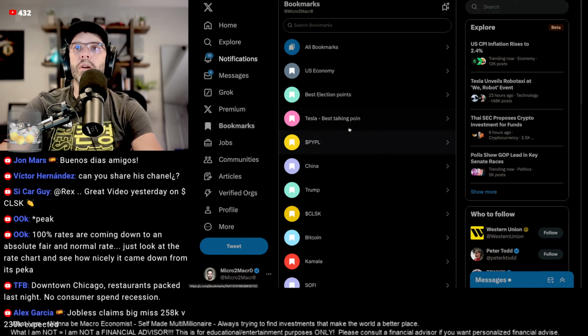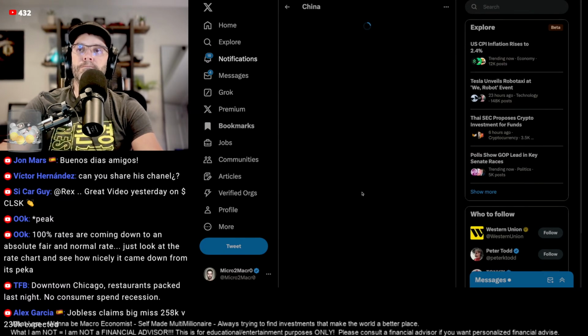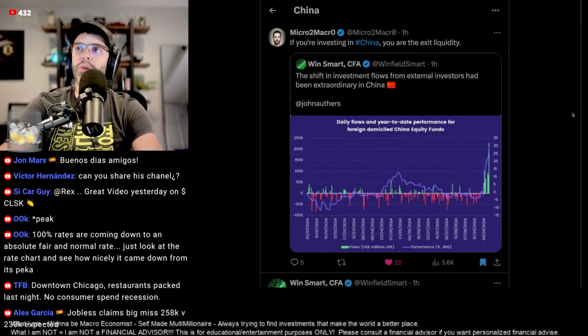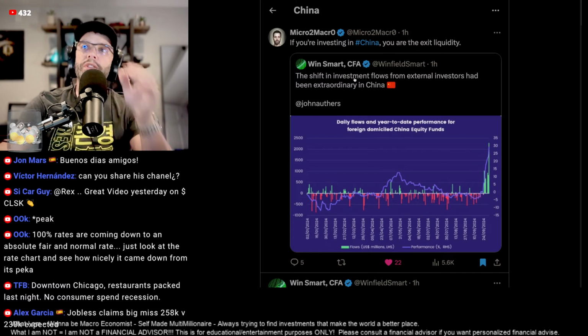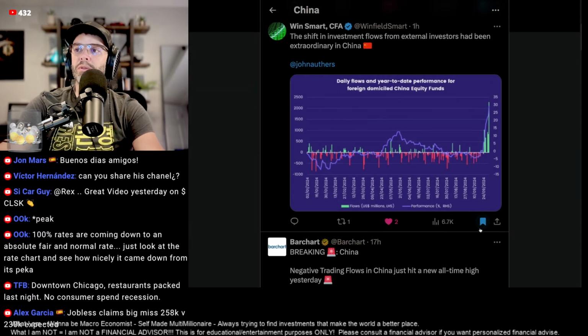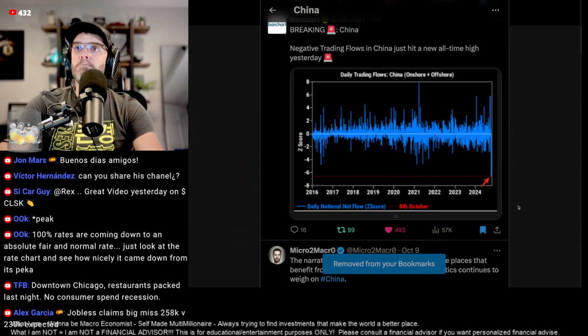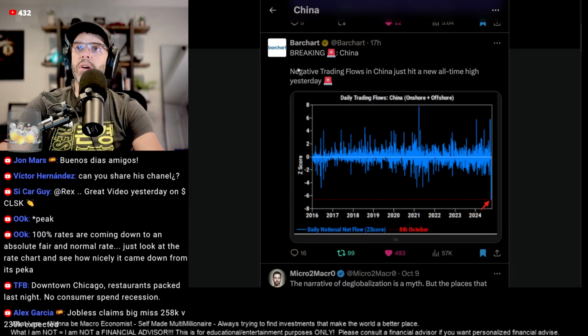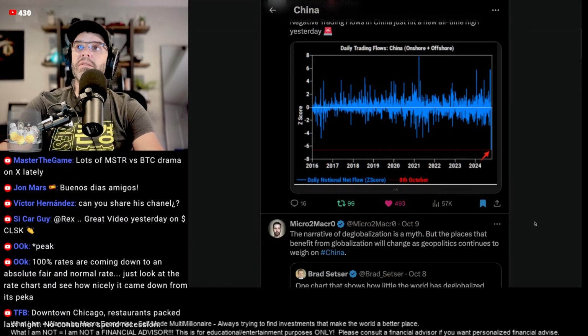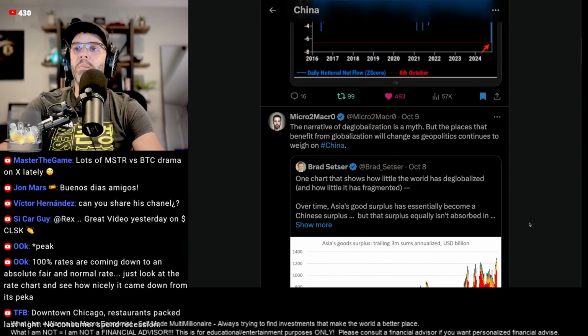So let's go to our bookmarks here. China. Let's do that. It looks like I posted this twice. I said if you're investing in China, you're the exit liquidity. Maybe I already showed this one. It says the shift of investment inflows from external investors had been extraordinary in China, basically showing how everybody that's buying right now is Westerners, which is funny. And then this, from Barchart: negative trade flow in China just hit a new all-time high yesterday. But they've seen some more buying, so it's probably up overnight.